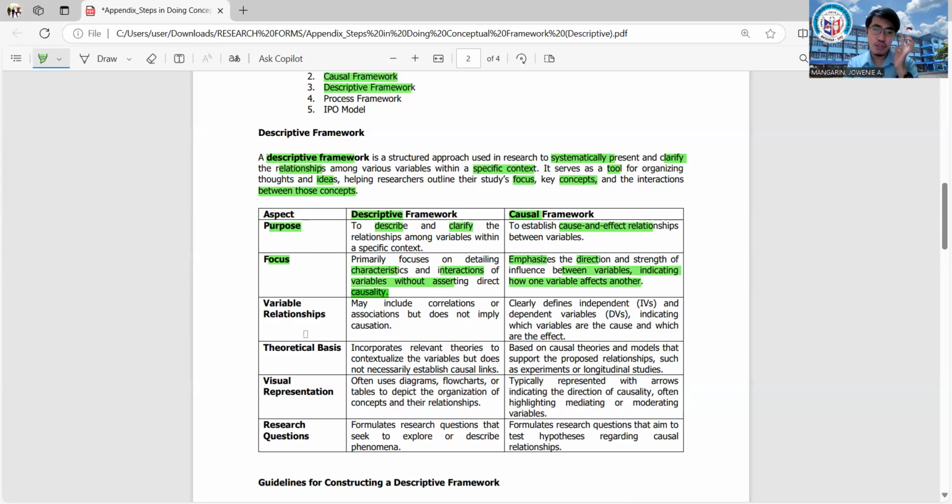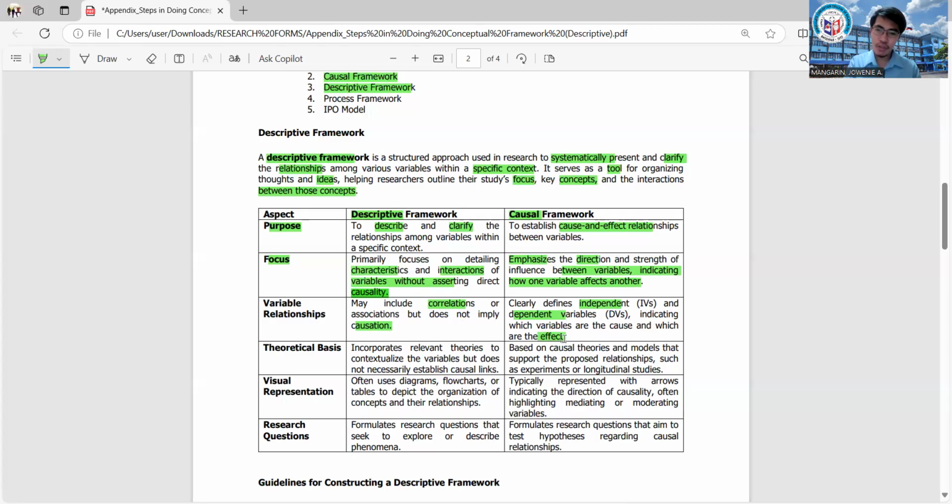Okay? When it comes to variable relationship, pwede tayong magpakita ng correlation sa descriptive but hindi natin pwedeng ipakita anong kind of relations na nag-exist between our variables. On the other hand, kapag causal framework, kailangan maliwanag nating ma-identify alin ang independent variable, alin ang dependent variable, alin ang mediating variable, and how these variables affect one another.